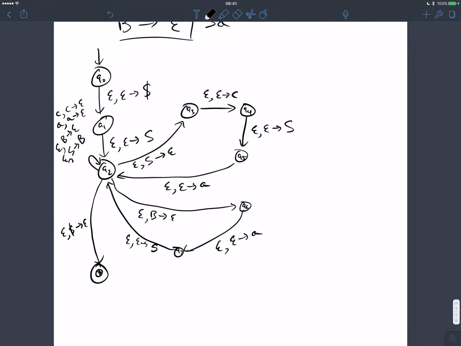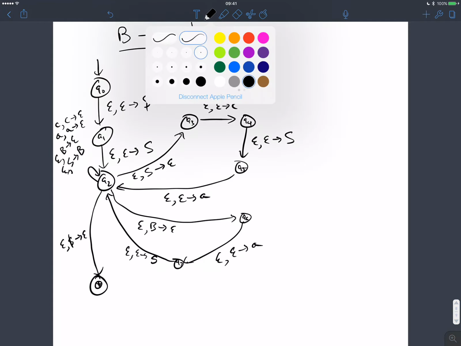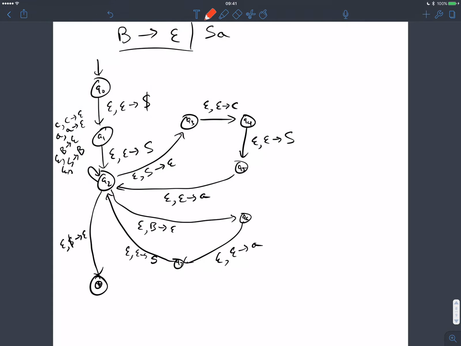Yep. So if I wanted to convert this, is this PDA as is ready to convert to a CFG? No. Well, what else do I need to modify? So I'll put a different color. The single push and pop. Well, what transition violates that? The self loop on epsilon, S to B.